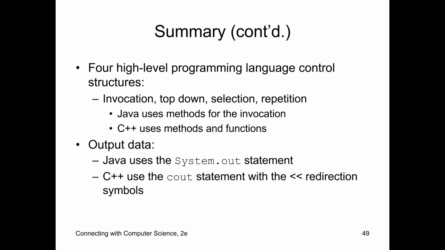We had top-down, which was more of a procedural language like C. It starts at the top, goes to the bottom. Selection, which uses the if-then statements, and then repetition, which is loops. Java uses methods for invocation, and C++ uses methods and functions. The difference between a method and a function, again, is that a method is within the same program, a function is in an outside object. A couple examples: Java uses System.out, where C++ uses cout. It's a little bit more concise.